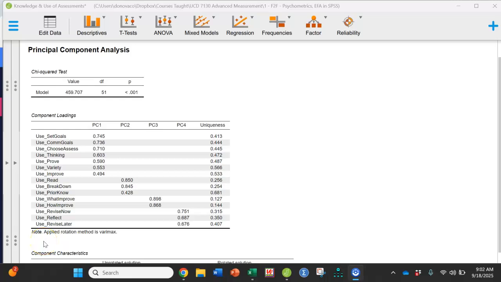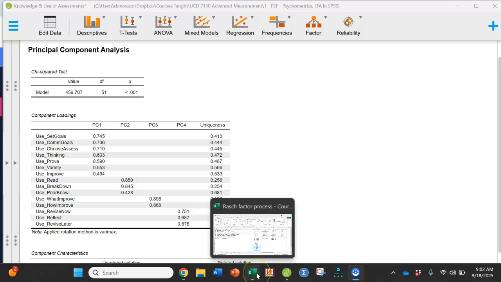Hey everyone, I wanted to do a quick video on dimensionality and show you an odd one that I've had recently. So you've been playing with the knowledge and use data, and this is the use items. We can see that they grouped really clearly into 4 factors, and they made sense. So these were all about planning for assessments. These were all about analyzing assessments. These are about giving feedback. These are all about revising and reflecting on instruction. So very clear, they make a lot of sense. What happens when they don't?